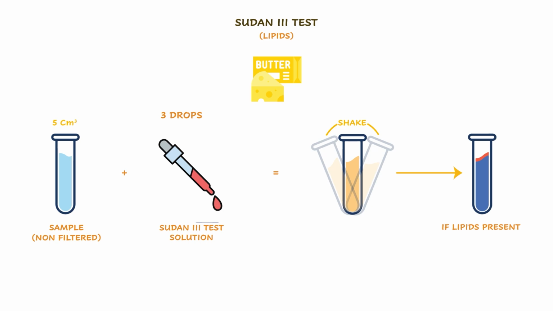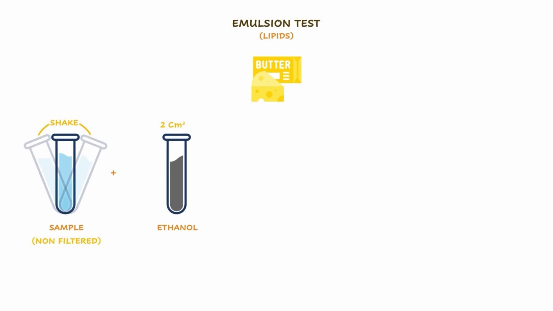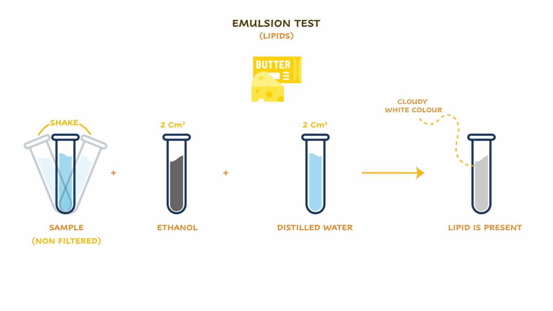If you're on the Edexcel course, you might be required to perform the emulsion test instead. To do this, mix your food sample with 2 cubic centimeters of ethanol and shake it well. Then add an equal volume of distilled water. If lipids are present, the solution will turn a cloudy white. If no cloudiness appears, it means lipids aren't present.